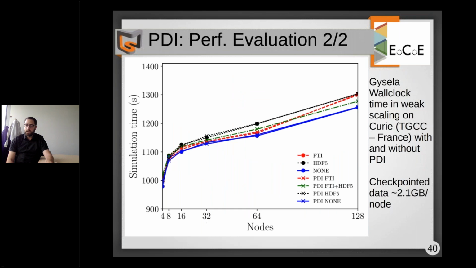But then we chose to do a different experiment. We scale in terms of number of nodes, and we look at the behavior of the different libraries, once again, either with or without PDI. And once again, we see that whether we use PDI or not doesn't make any difference. For each curve, the version with PDI or without PDI is really the same in terms of execution time.